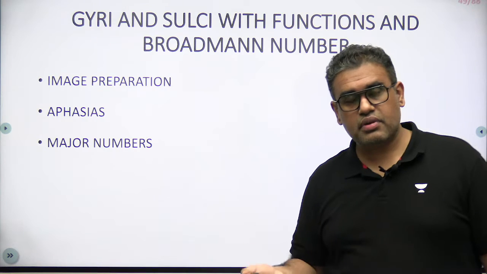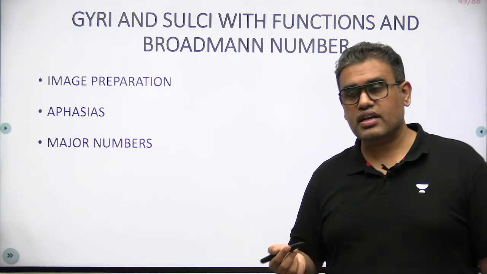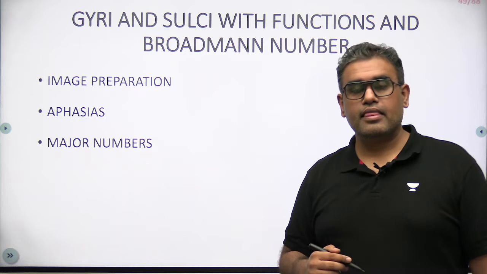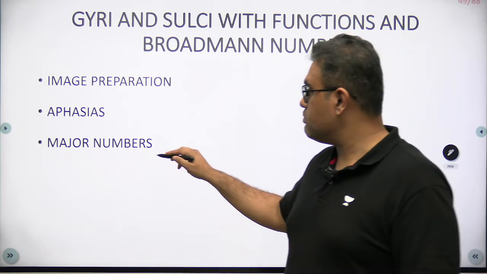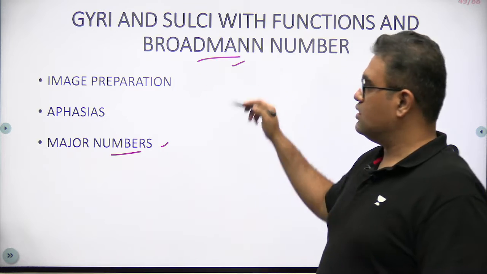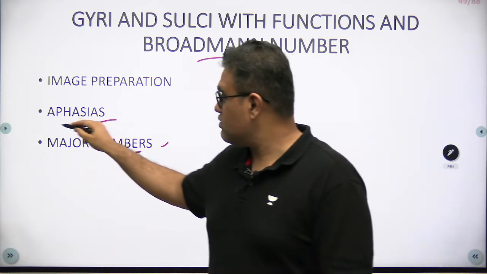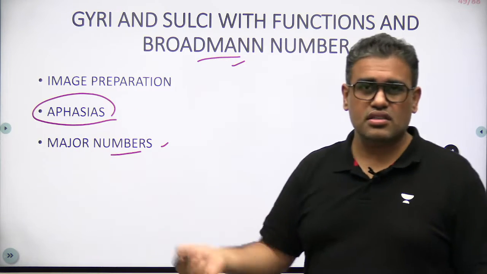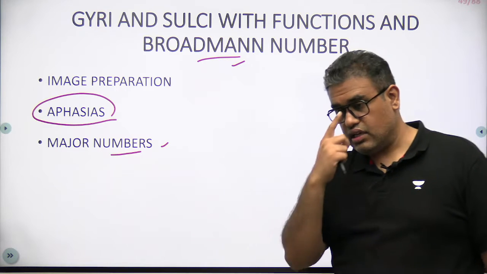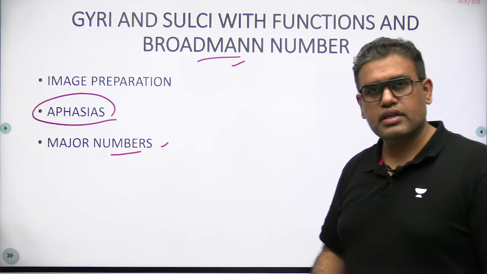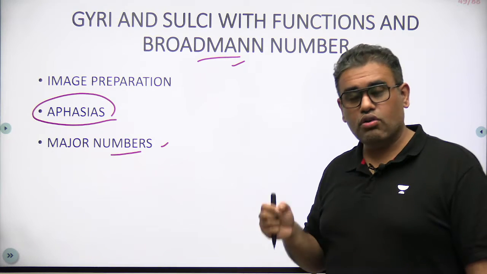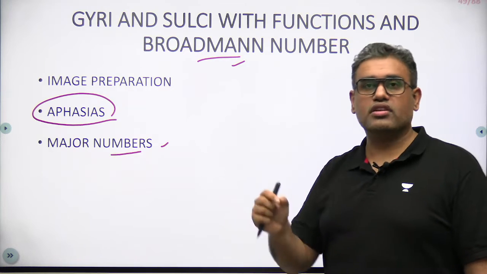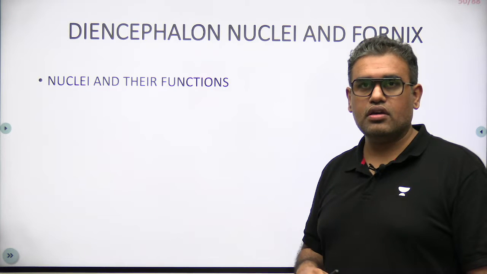Not every gyri and sulci, but most of them, the important ones you should know, at least 10, 12. You should know which side is the dominant side, what is the use of it, and what is the Brodmann number of it. Major numbers are mainly for the Brodmann numbers. That should be clear. Aphasias are very commonly asked: Broca's, Wernicke's, global aphasia, and other aphasias also. So at least have a general idea where they are located and how to diagnose them, what the specific points to diagnose them are. Okay, over here.